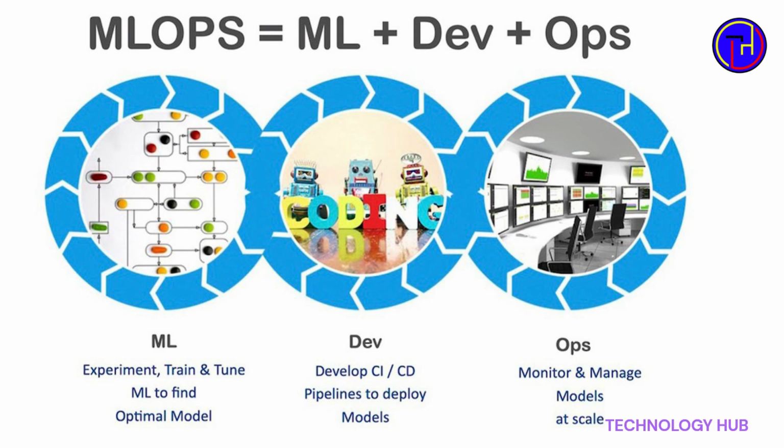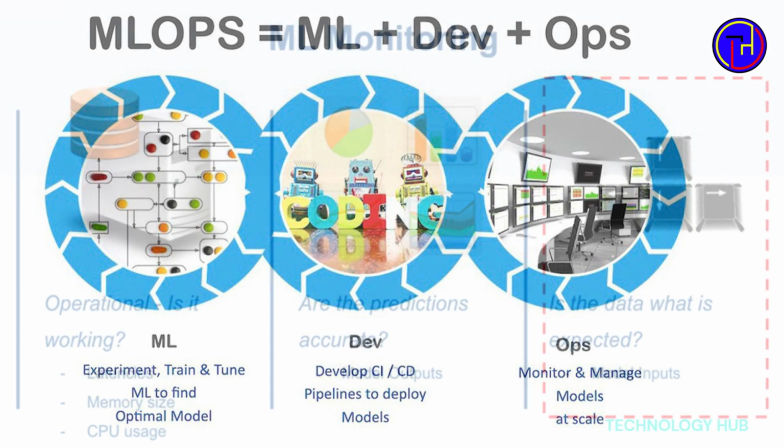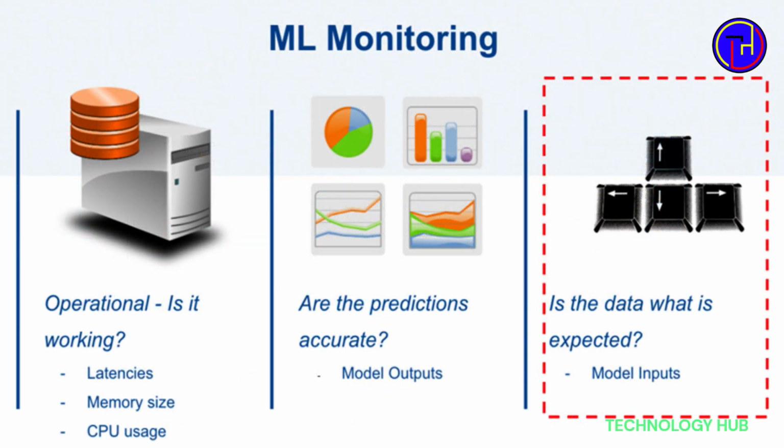Deployment and monitoring. Once a model is trained and validated, it can be deployed to make predictions on new, real-world data. Continuous monitoring is essential to ensure the model's performance remains satisfactory over time. If the model's performance deteriorates, retraining with updated data might be necessary.